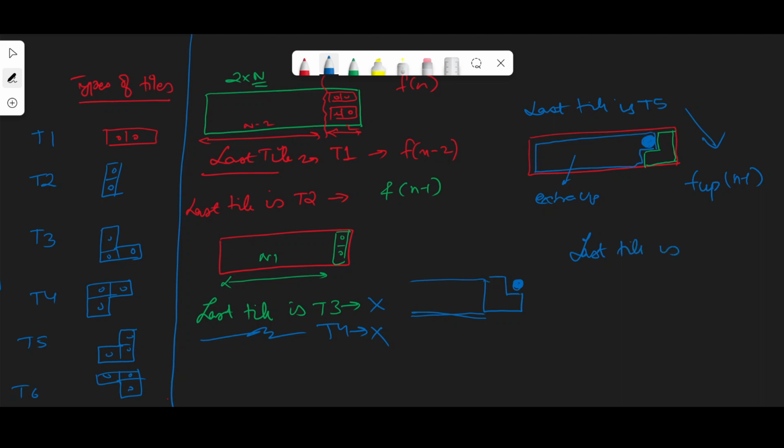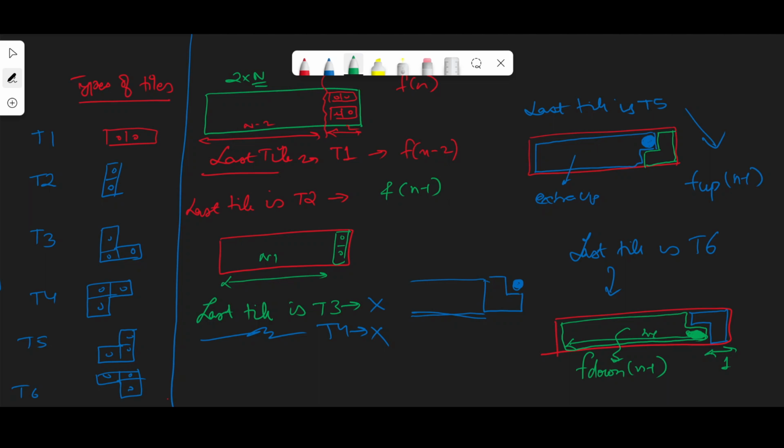And last, now let's look at when the last tile is T6. So we are looking at this shape, and our last tile in this shape is this. That means the remaining portion is this. And again, this is not a complete tile. There is a protrusion at the end. So let's call this guy F down of n minus 1, right? This is n minus 1, this is 1.